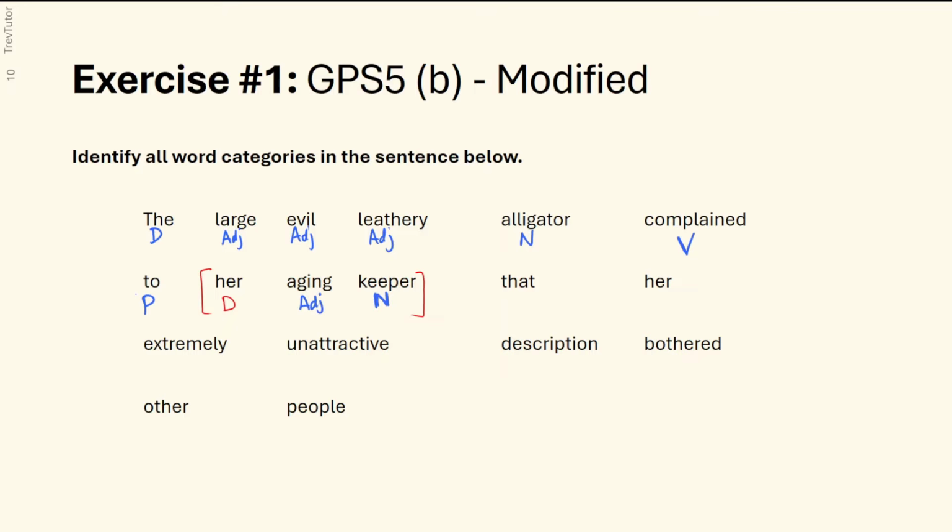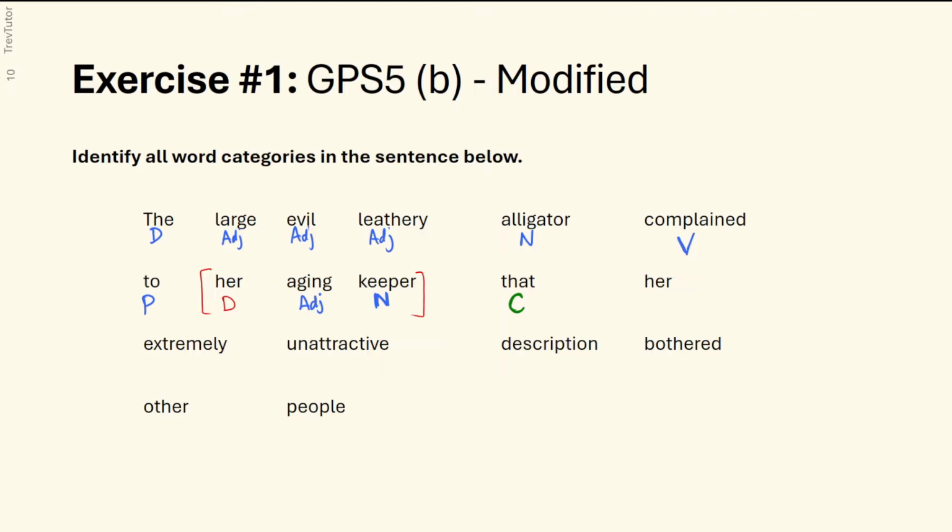It's introducing a noun phrase, and it's making some sort of relationship between what the subject is doing to what is being complained about. Now we have "that her extremely unattractive description bothered other people." So "her extremely unattractive description bothered other people" could be a sentence on its own. So what that is doing is it's a complementizer that's allowing the other sentence to appear. We essentially already have one: the large, evil, leathery alligator complained to her aging keeper, and then we have her extremely unattractive description bothered other people. So that is just being a link in this case.